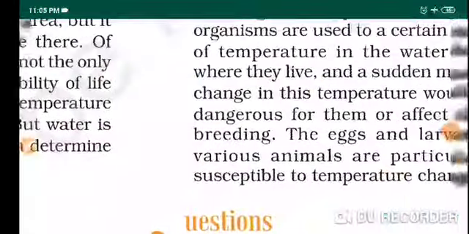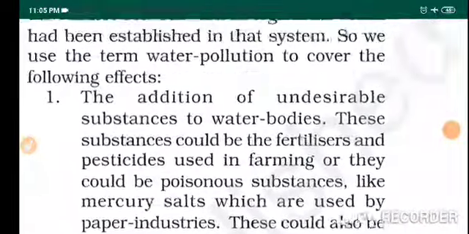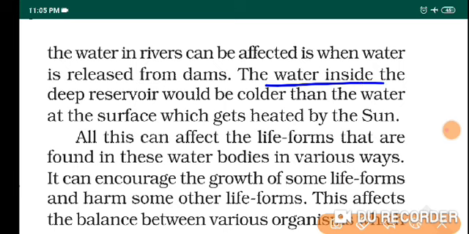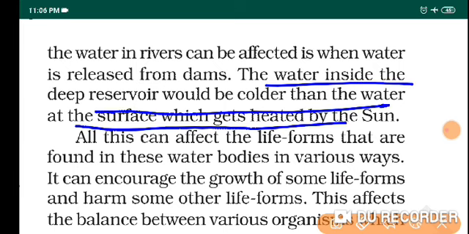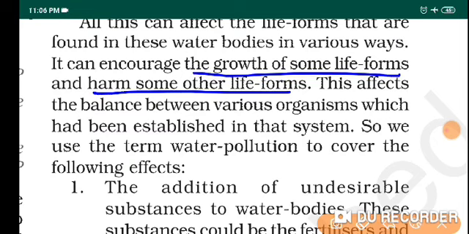Another way in which the temperature of the water in the river is affected is when the water is let out from the dams. You find that when the water is let out from the dams, the water in the deep reservoir will be cooler than the water on the surface. Is that point clear? So temperature differences will be there in the water, because surface water gets heated up constantly, whereas in the depth of that reservoir, it will be cooler. So that can affect the life in the water bodies. Okay? It can encourage the growth of some life, but at the same time it will harm the growth of other life. Is that point clear?